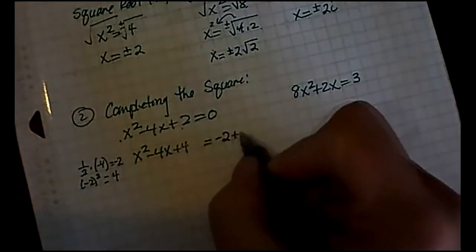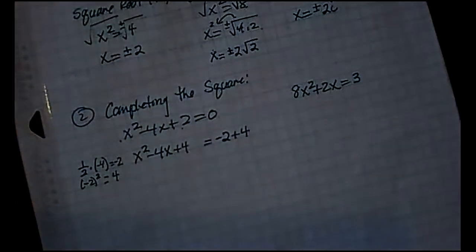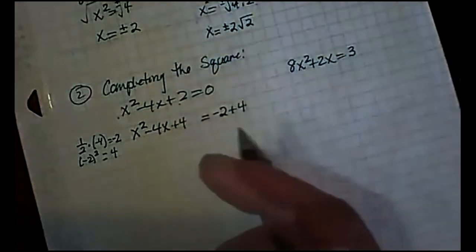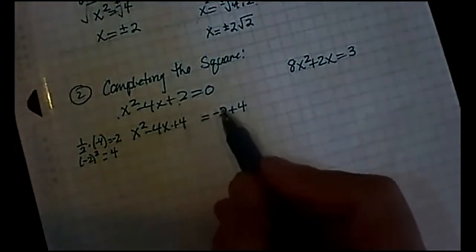But don't forget, we have to put 4 on the other side. That's super important because that's where you're going to get off. A lot of students forget that. You have to keep it balanced. That's the purpose of an equation. That's what this equal sign means. Balanced here, balanced here. All right, so let's factor.